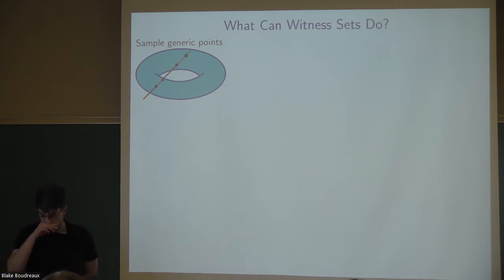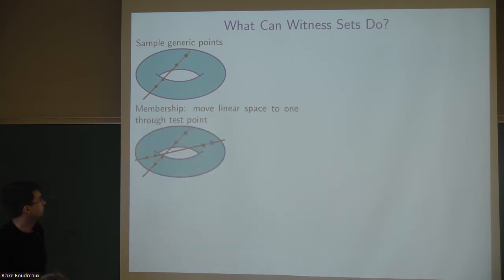So what can we do? The first thing we can do is sample random points on our variety. Just move your linear space to a random linear space and pluck off one of the intersection points. You have a generic point on your variety. You can do membership on your variety.